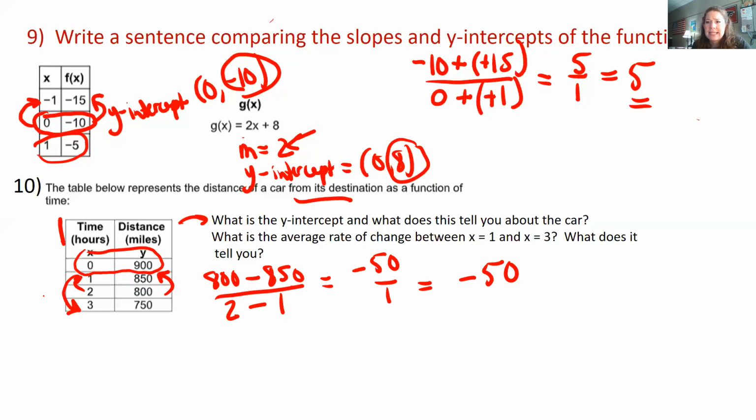And why is it decreasing? Is our speed decreasing? No. What is this about? It's about destination, how far we are from our destination. So every hour, since we're driving 50 miles an hour, we're getting 50 miles closer to our destination, but we're still going a positive 50 miles an hour, right? Negative 50 miles an hour doesn't make sense. Oh, wow, that was it.